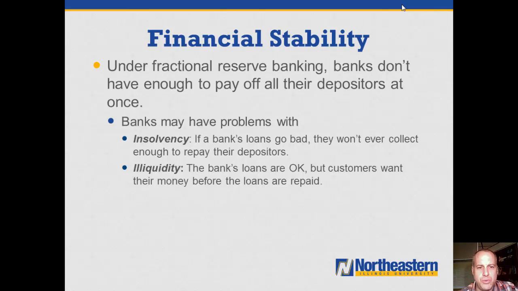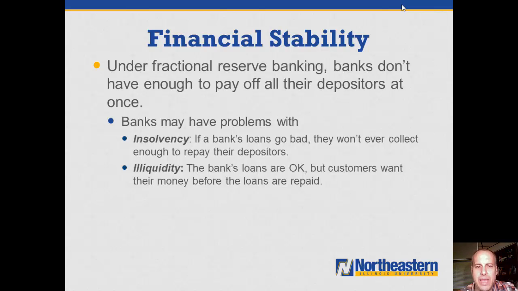I want to define two things. The first one is insolvency. If a bank's loans go bad, they won't ever collect enough to repay their depositors. So if a bank made a lot of, say, bad home mortgages and the homeowners can't afford to pay back the mortgages, the bank may become insolvent. It doesn't have enough money coming back in from its borrowers to pay its depositors. This is called insolvency. Illiquidity is a different problem.